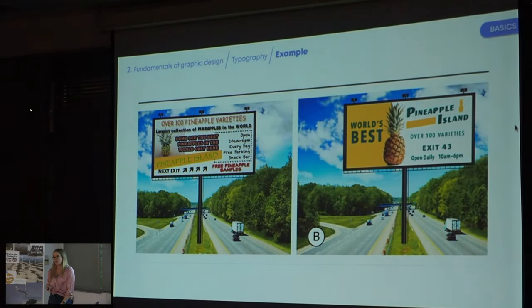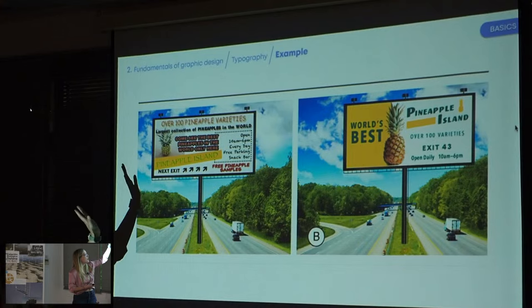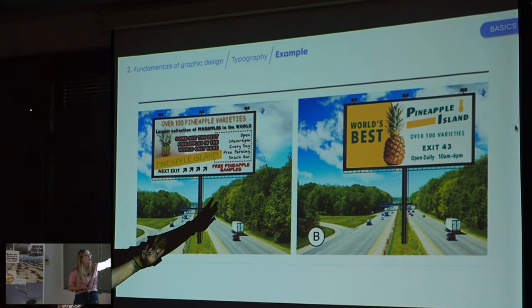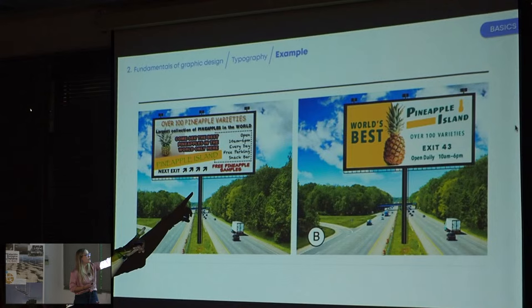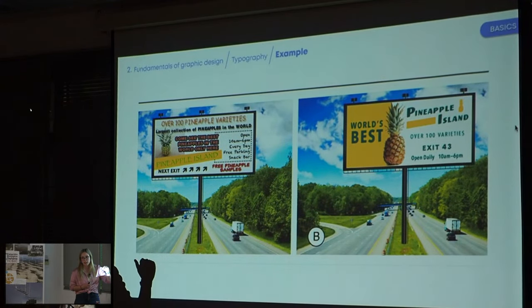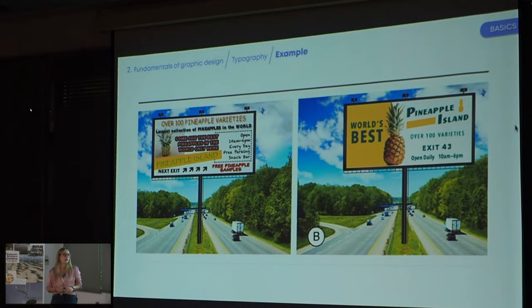Let's see this example. By applying everything that we've seen about composition and typeface, we already see how we can change from a messy design to a way easier and quicker design. And we see how here they changed the typefaces. They created a visual hierarchy. If you look at that example, we see how our eye goes straight to the world's best, then sees the pineapple, and then sees the brand's name followed by the next information. So they already decided in which direction they want their viewers to look at their information. And just by creating negative space, it makes everything way easier and quicker to understand.